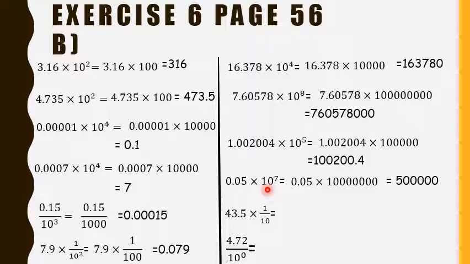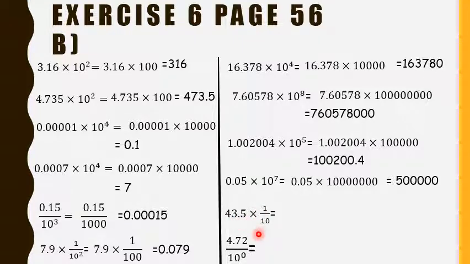So here it was 0.05, 1, 2. I still need to add 5 zeros. 1, 2, 3, 4, 5. Why? I moved the decimal point 2 times and then it's 10 power 7. I moved it 2 times, I still have to multiply by 10 to the power 5. So I add 5 zeros next to it.